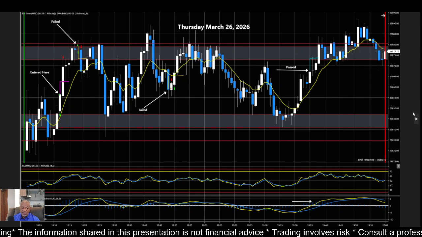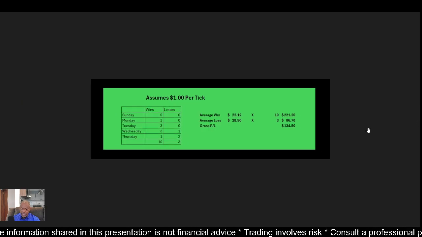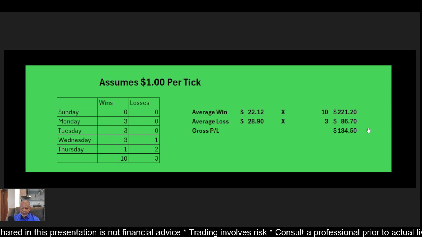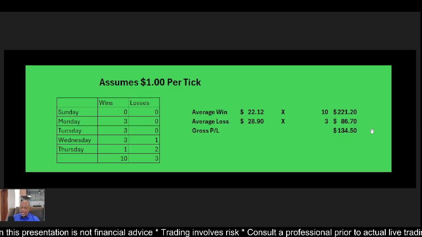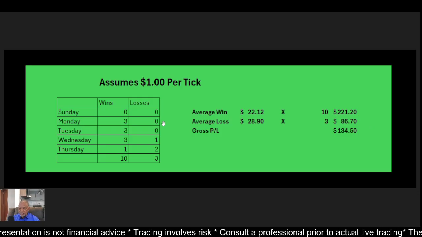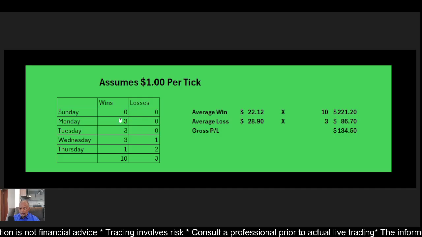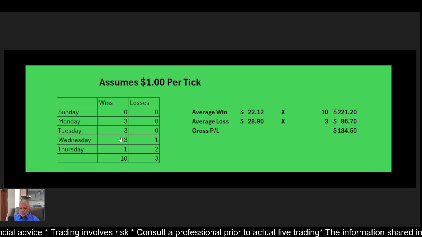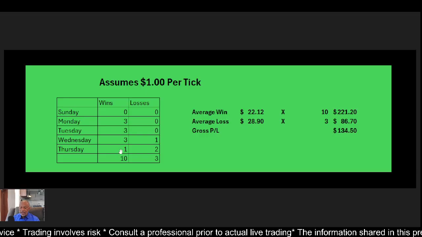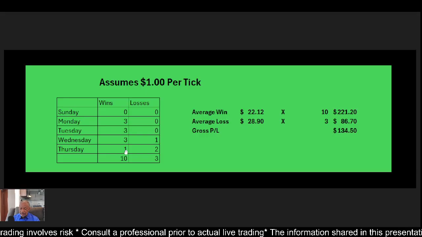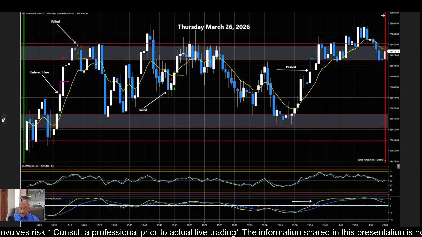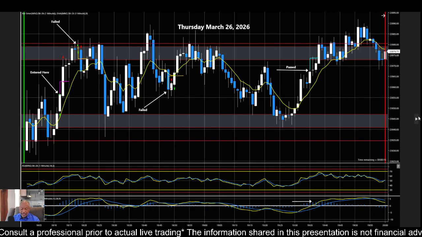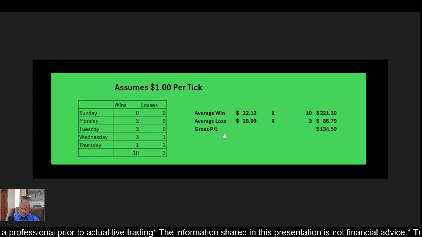And that was the end of the week. So how did we end up for the week? Well, let's open this up. Let's assume we're trading $1 a tick, and that way the math is simple. Sunday we had no opportunities. Remember that? Just sitting there staring at the screen for 2 hours. Monday, pretty good night. 3 wins, no losses. Tuesday, 3 wins, no losses. Wednesday, 3 wins, 1 loss, not bad. Thursday, not good at all. 1 win, 2 losses, not good. We don't want to do that again. Either way, there we go.